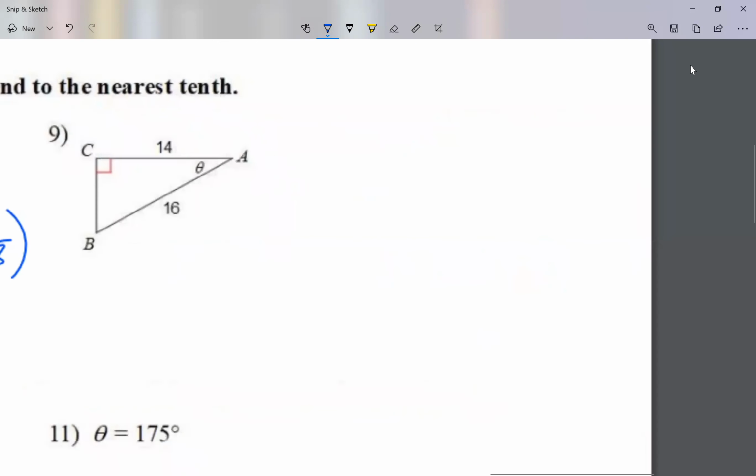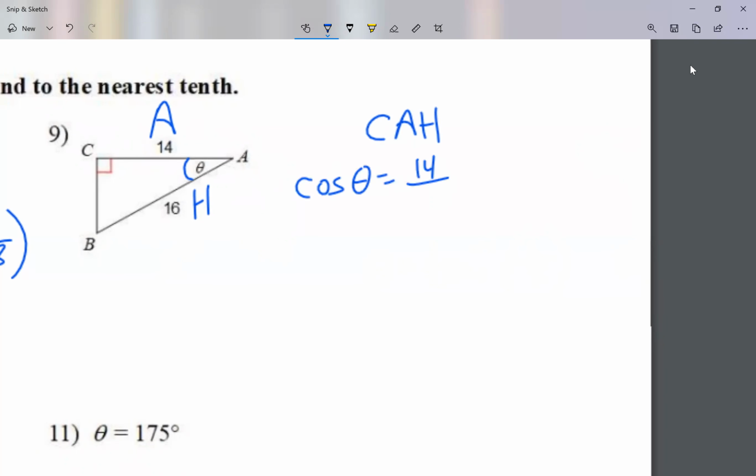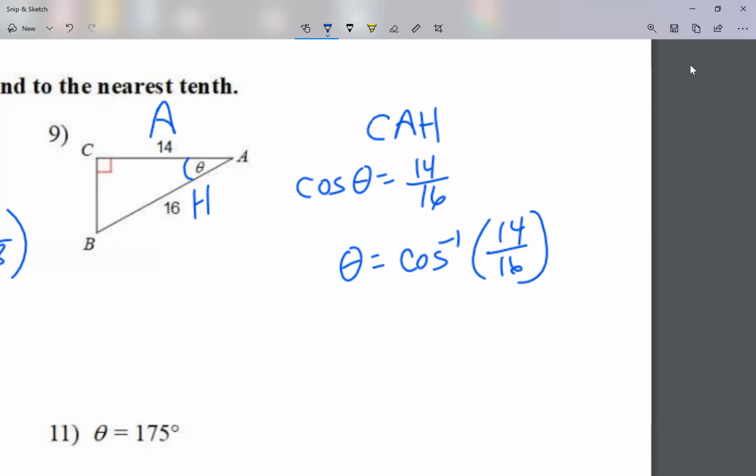Now let's take a look at question number 9. I'm given the hypotenuse, right? Based on theta, I'm going to say 14 is the adjacent. Remember, opposite means far away, adjacent means close to. A and H, I'm going to remember my acronym CA, which means cosine is adjacent over hypotenuse. So I'm going to write cosine of theta is 14/16. To get theta by itself, I'm going to move cosine to the other side, but it moves as cosine inverse or arc cosine.